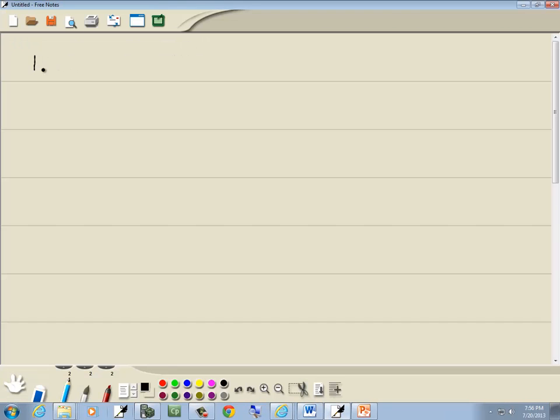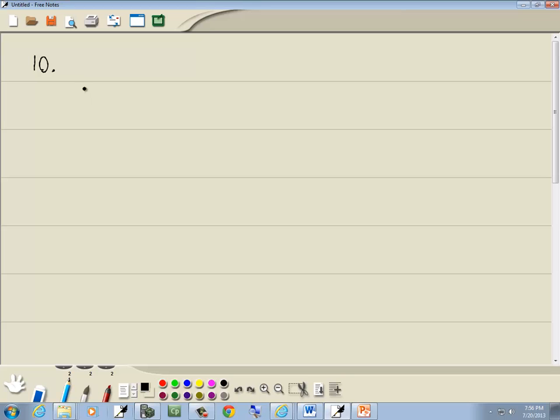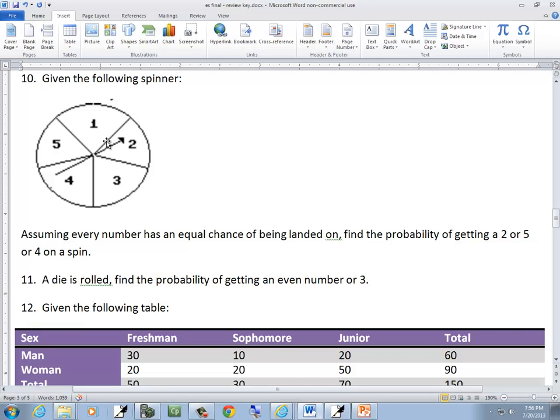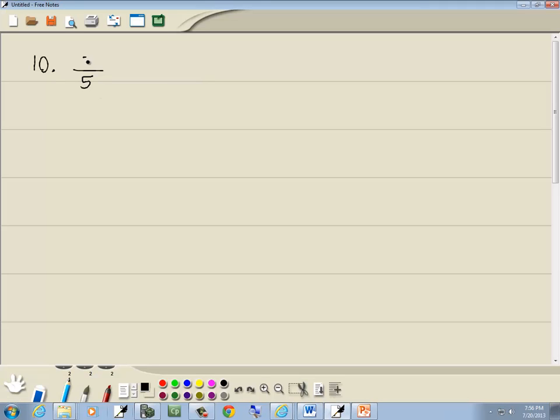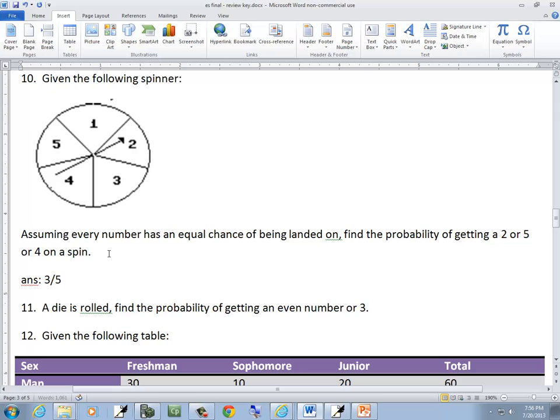So number 10 says, given the following spinner, assuming every number has an equal chance of being landed on, find the probability of getting a 2 or 5 or 4 on a spin. Well, there are 5 possibilities, so we have 5 down below. And 2 or 5 or 4 are 3 of those possibilities. So our answer would be 3/5. Sometimes I get the question, do you want that in fraction or decimal? It's multiple choice. You'll be able to tell.